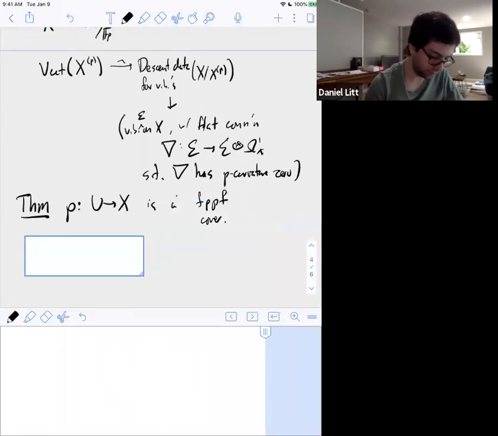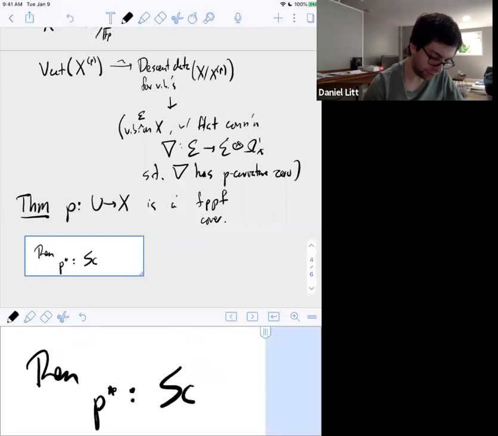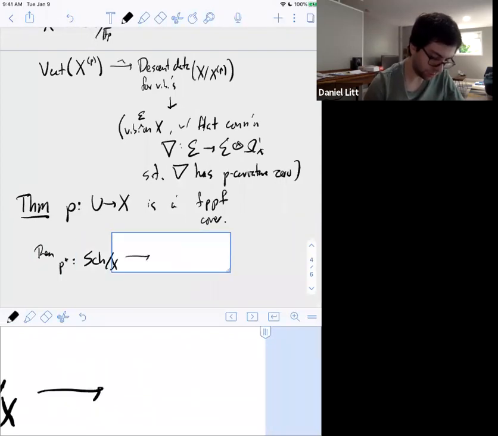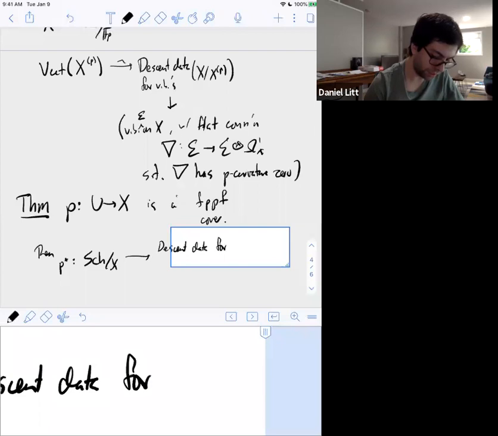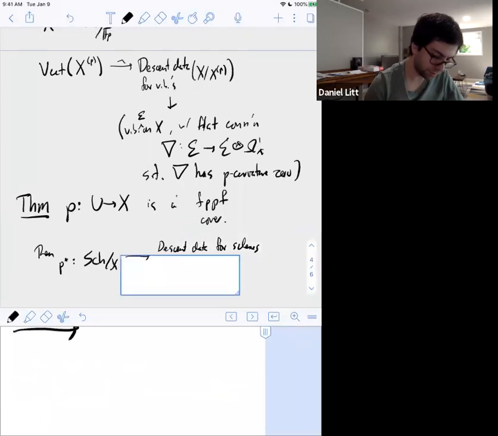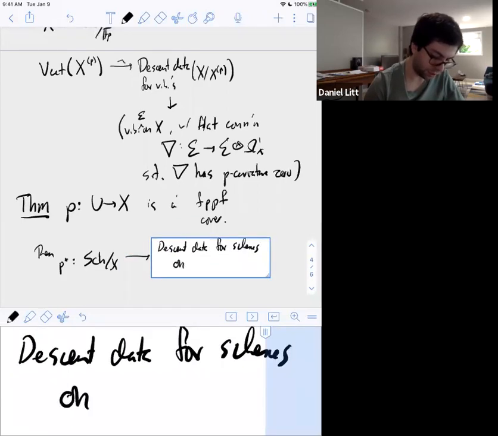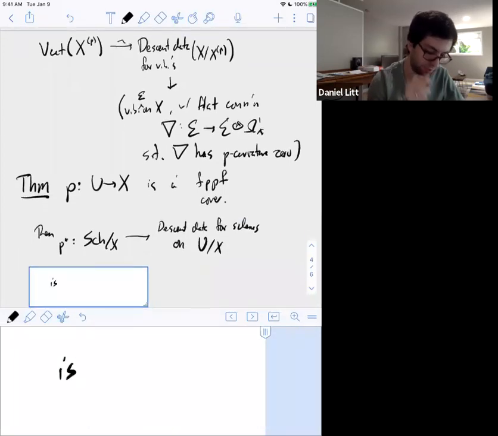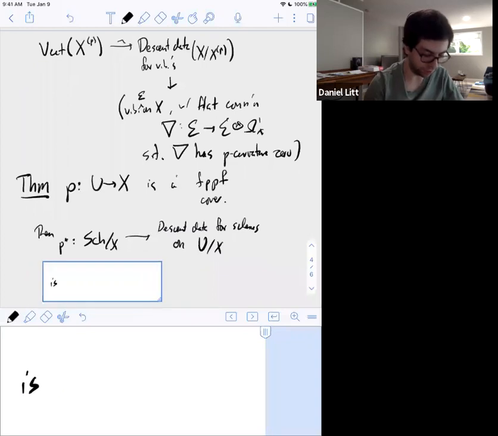Then the functor p star from schemes over X to descent data for schemes relative to the cover U over X, and I'll say what I mean by this, is, well, it's actually not an equivalence of categories. It's fully faithful.